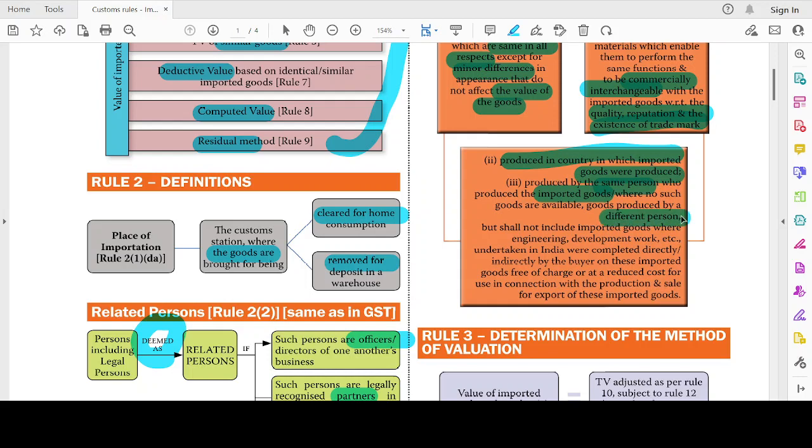I have to first check whether it is produced by the same person. If it is there, then okay. If it is not there, then I can check whether similar goods are produced by a different person, but shall not include... this is very important.